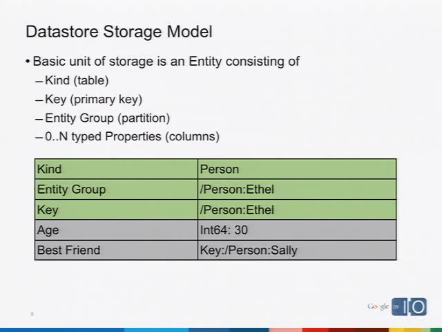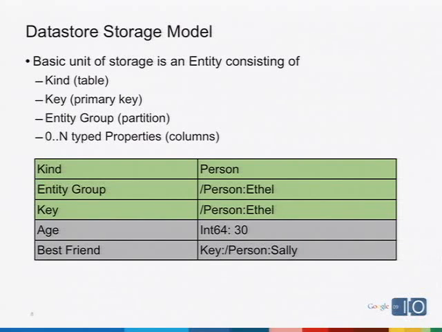There's the entity group, which is part of every single entity, and this goes into determining what partition your data is going to live on. If you've done horizontal partitioning before, or sharding as we like to call it, this term will be familiar to you. We use this to figure out what data this entity is co-located with. And then finally, you have some number of typed properties, which you can think of as columns.